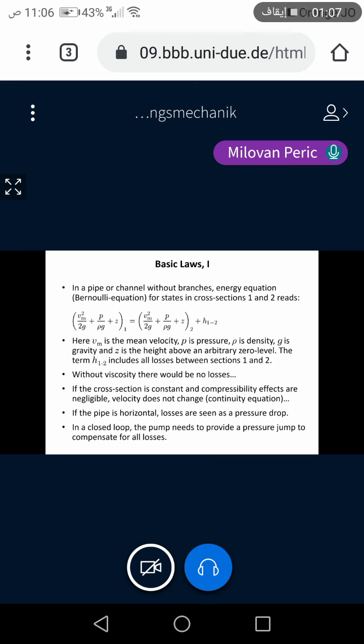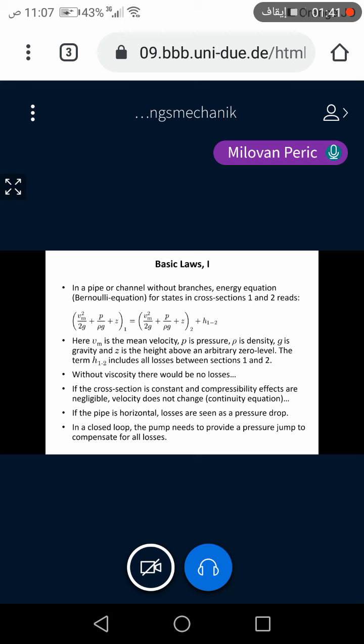If the cross-section is constant and compressibility effects are negligible, then velocity doesn't change in a pipe or duct due to the continuity equation. And if the pipe is horizontal, then losses are seen simply as a pressure drop, because then the velocity term is the same on the left and the right, so it cancels out. Z is the same, and you would simply have a pressure loss. Pressure difference between 1 and 2 corresponds to the losses due to friction.